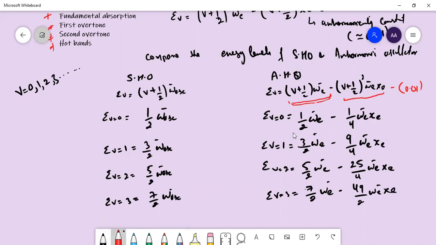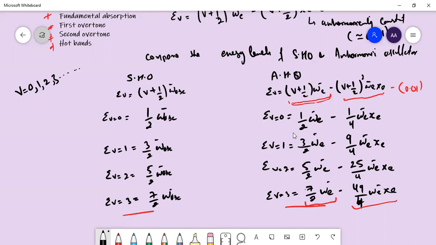So if we compare these two, the energy of a simple harmonic oscillator and the energy of this anharmonic oscillator, the first term in the case of the anharmonic oscillator is very similar to our harmonic oscillator, and the second term increases as the value of the vibrational quantum number increases. For example, if the vibrational quantum number is 0, the value becomes 1/4 omega E xe. However, if the vibrational quantum number increases from 0 to 3, the value of this second term also increases, and here it is around 49/4.